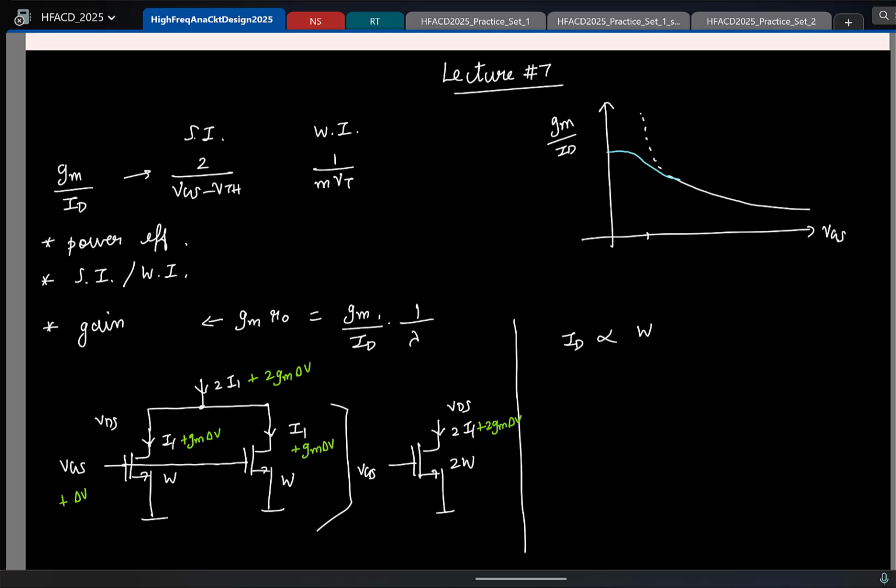Based on this observation, tell me, if I have the same VGS and VDS and I double the width of a transistor, what happens to the gm? It doubles. So under this condition, gm and W are directly proportional. Now current is proportional to W, and gm is proportional to the width. So what can you say about this ratio gm by ID? It is independent of width.